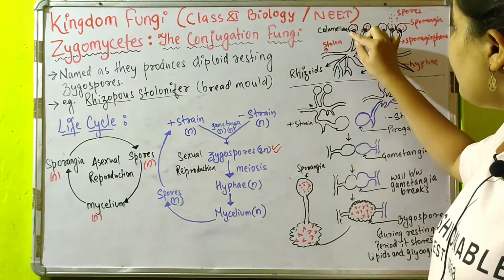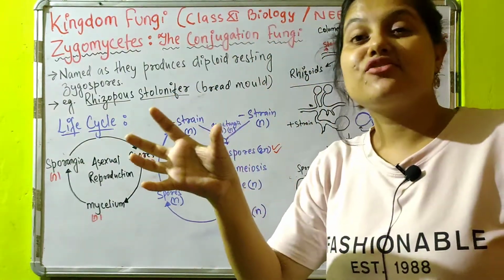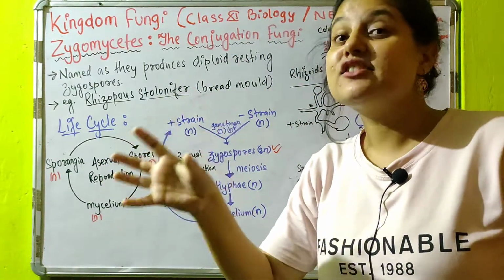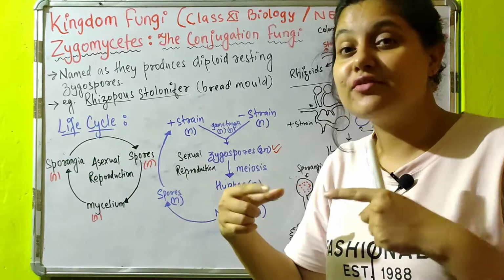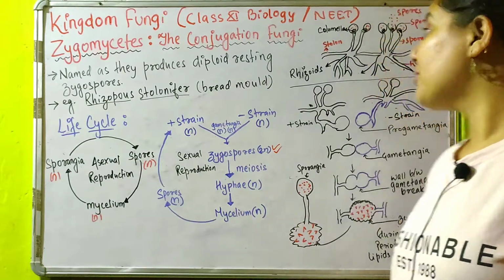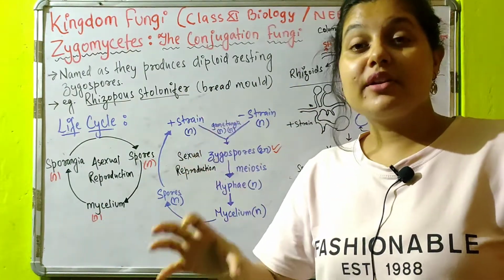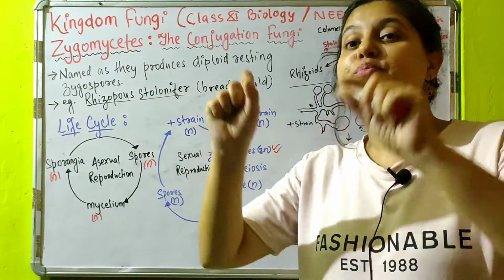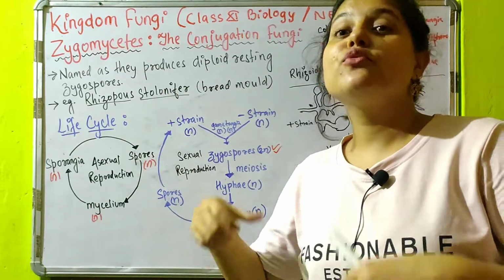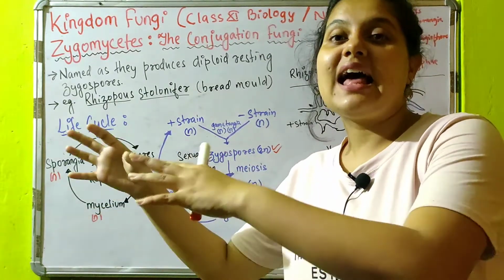At the top of this columella there is a sac-like structure known as the sporangia, and this sporangia is the main hero of the story for asexual reproduction. Why is that? Because this sporangia contains spores, and as the sporangia burst out, the spores are released, and those spores again start living as new individual hyphae.